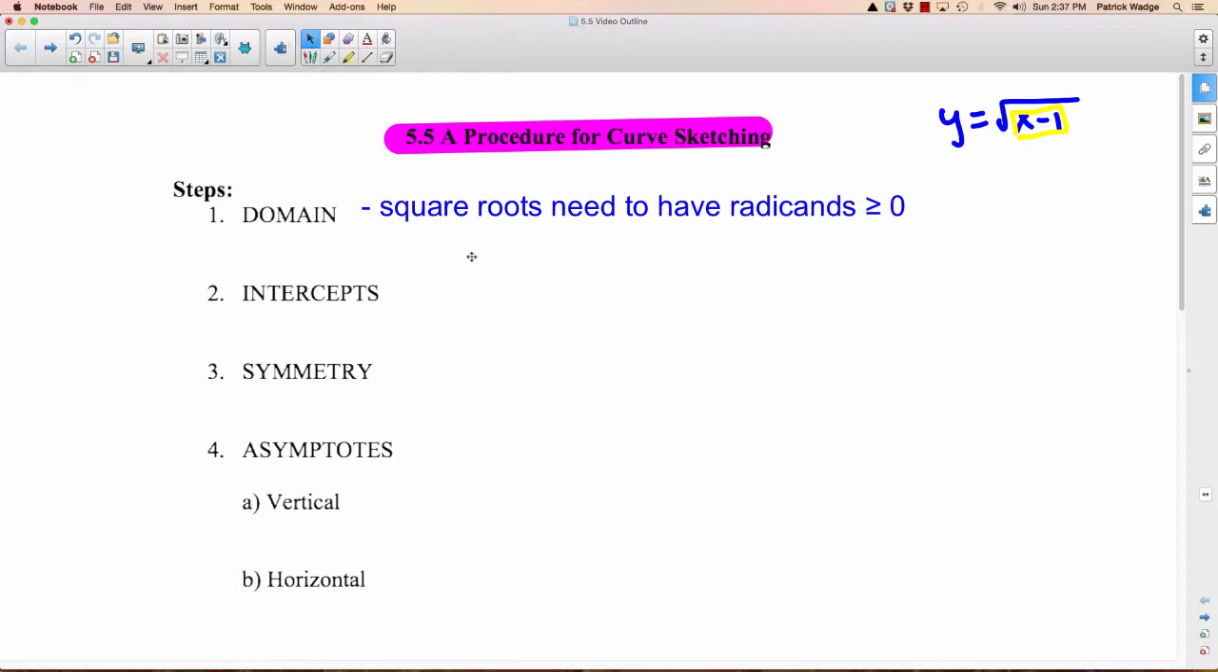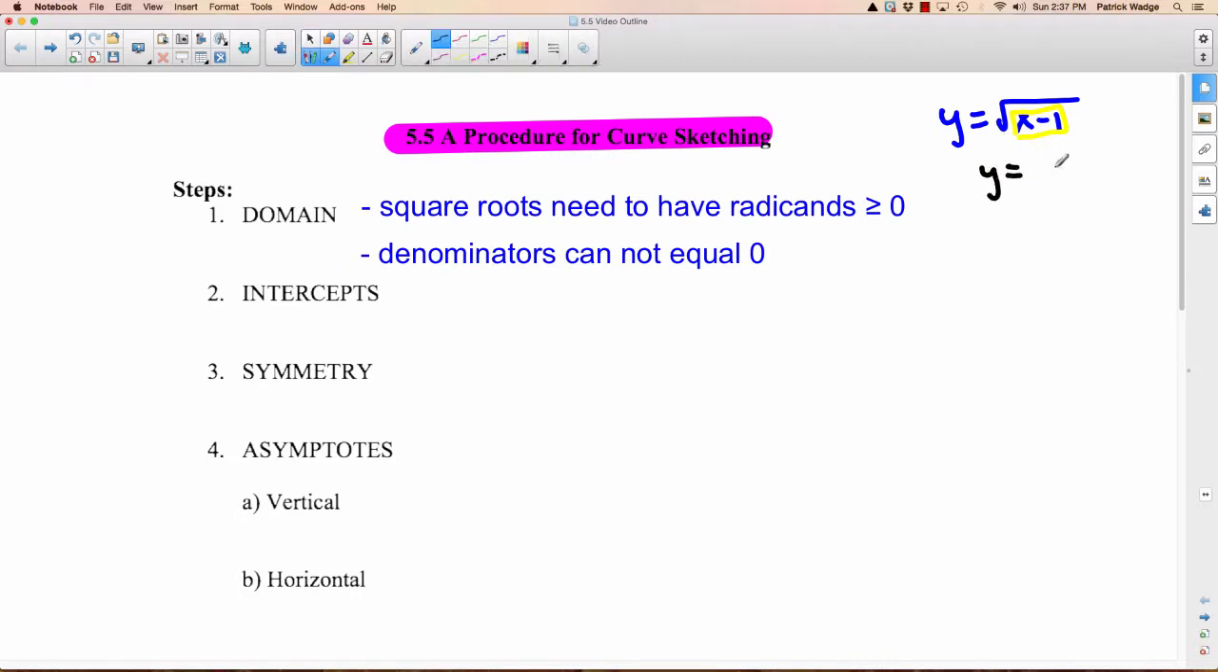Okay, the other thing you have to watch out for with domain is when you have denominators, because of course your denominator can't be equal to 0. So if you had y equals 1 over x minus 1, you'd have to ask yourself, what makes this denominator equal 0? And that would not be part of the domain.